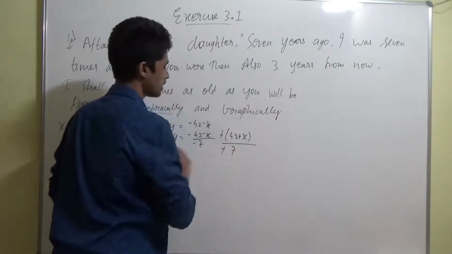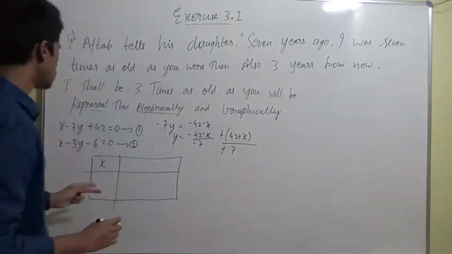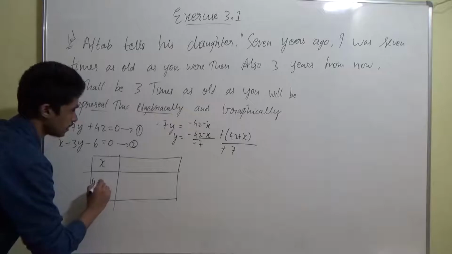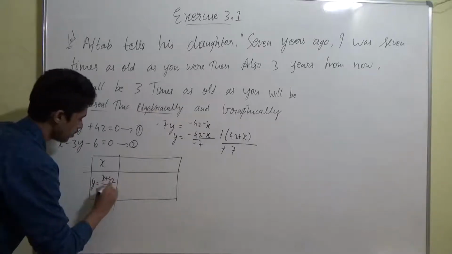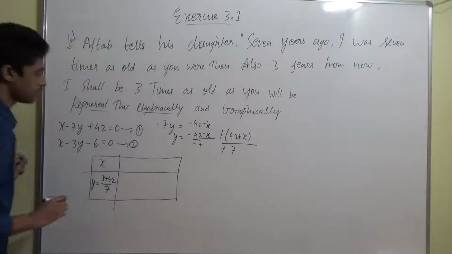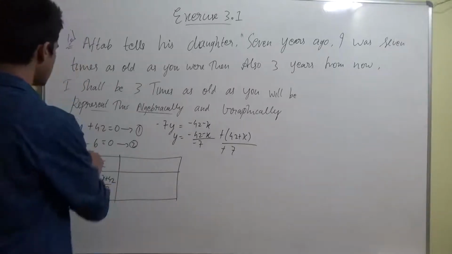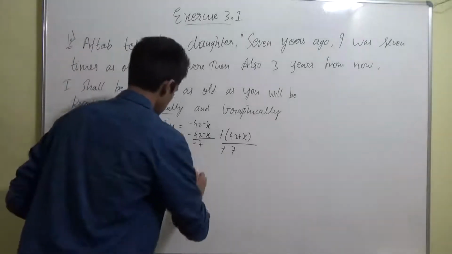Here minus minus gets cancelled and it becomes plus. So now y equal to x plus 42 by 7. Done. And let's do the table for the second equation.